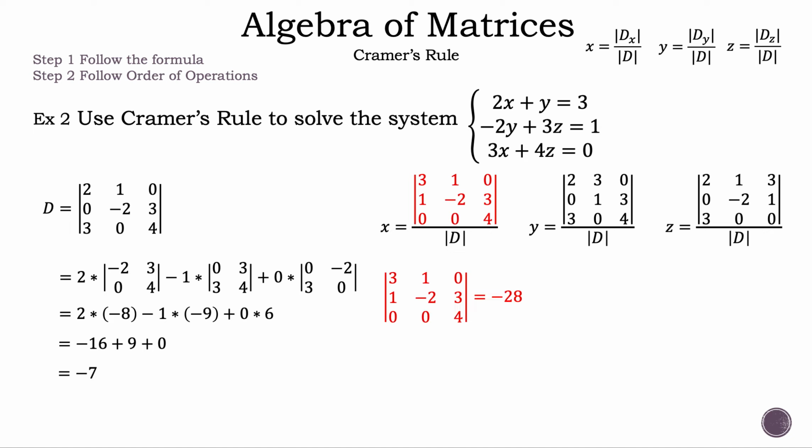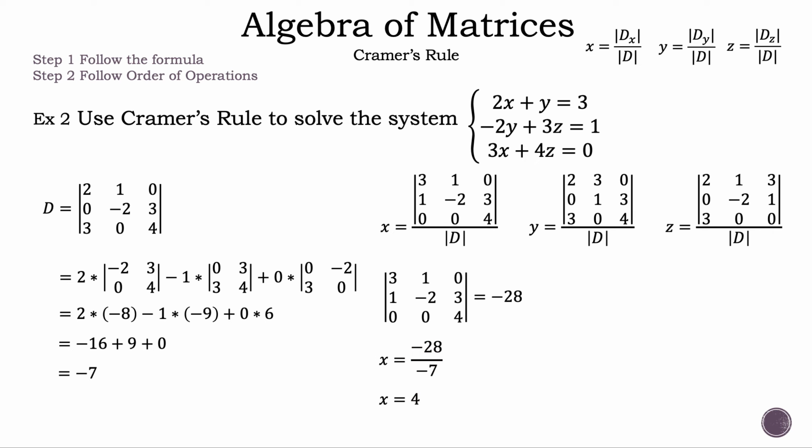Let's find the determinant of x. And the determinant of x is negative 28. Which row did you break down the 3 by 3 matrix? Put it in the comments below. That would be superb. Now we need to divide negative 28 by negative 7, and the result is 4. That is the x part of our ordered pair.